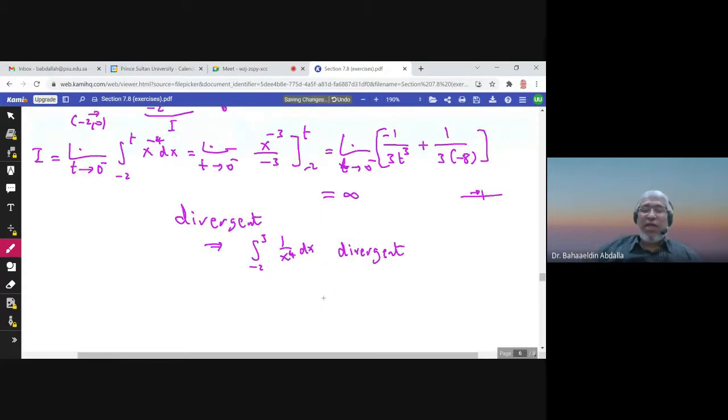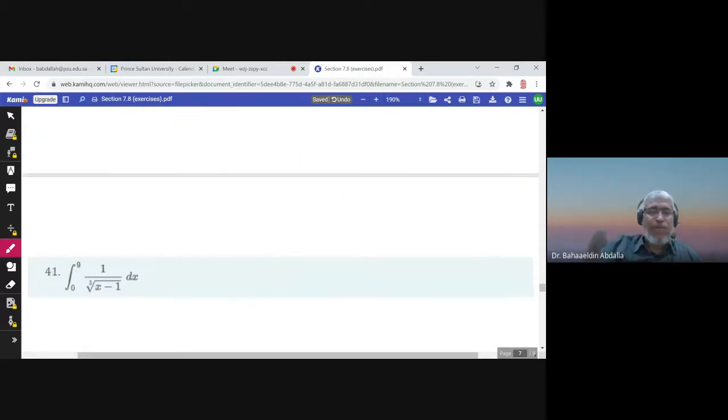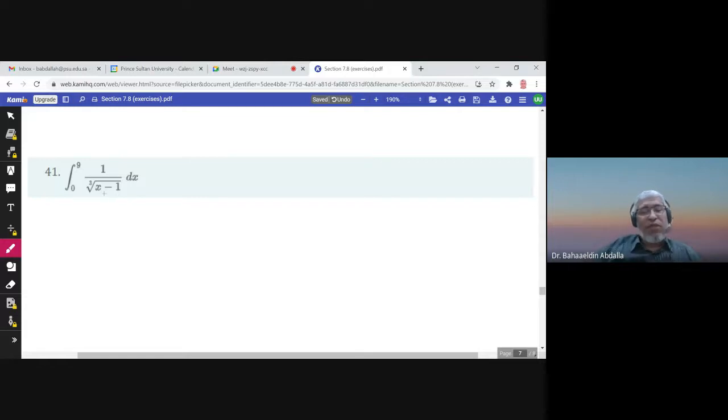Remember, we said that the integral of 1 over x to the power 4 from 1 to infinity is convergent, but from -2 to 3, it is divergent. Well, this function is not continuous at 1 because 1 minus 1 will be 0, will make the denominator 0. So I have to write it from 0 to 1 plus from 1 to 9.